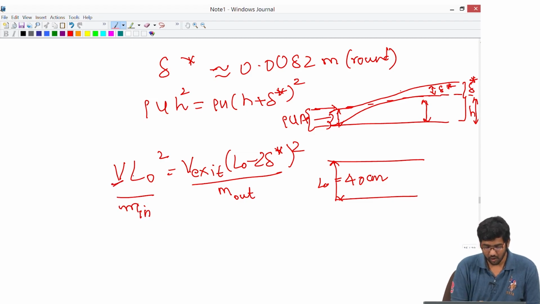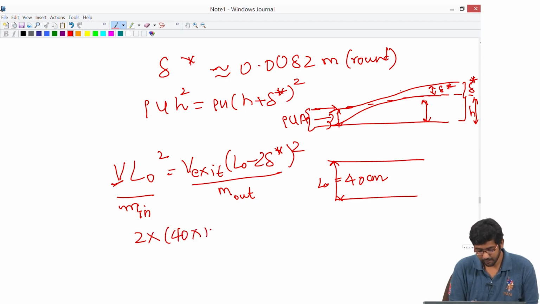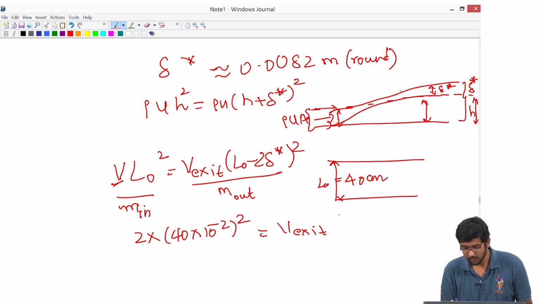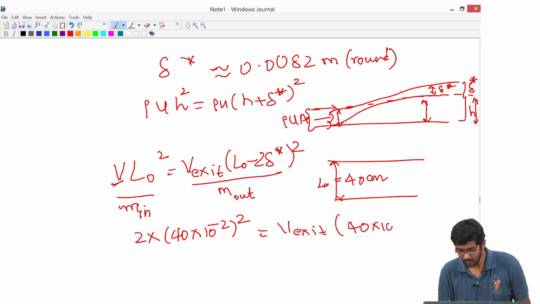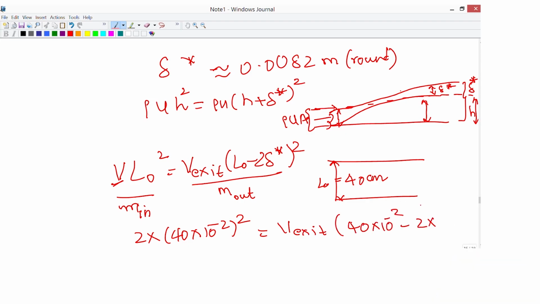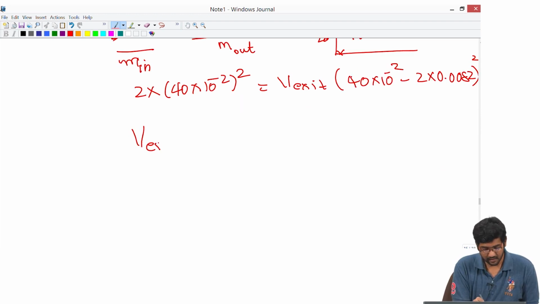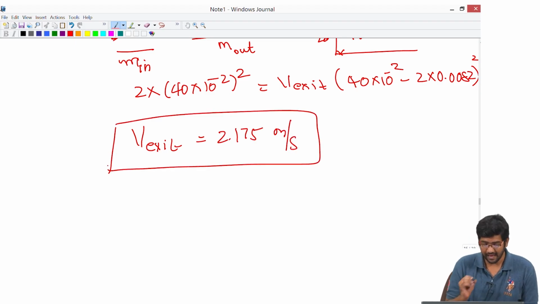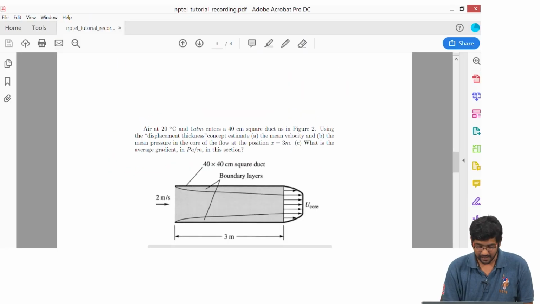We know the entrance velocity, which is 2 meter per second. L naught is given in the problem, which is 40 centimeters. So, V exit is an unknown, and we have calculated delta star. From this we can calculate V exit as 2.175 meter per second. Therefore, we have calculated the first part, which is the mean velocity.